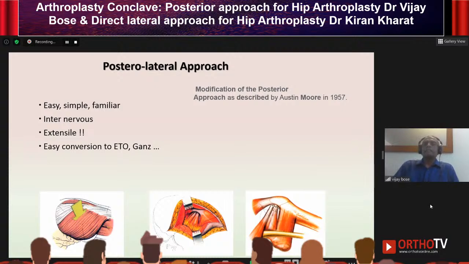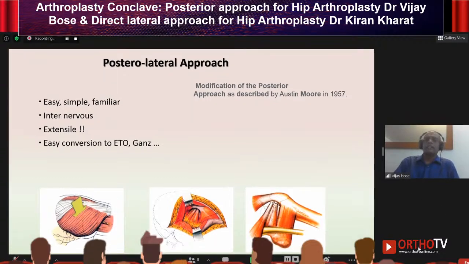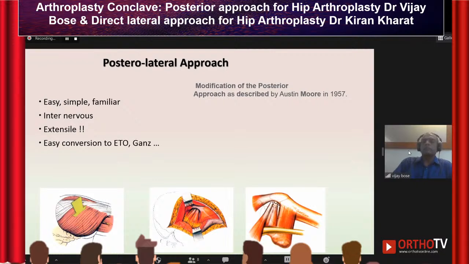It's internervous, and the real great thing about it is that it is extensile. You can use it to go and fix an acetabulum, posterior column, etc., if you need that during your surgery. And another very important advantage over the other approaches is that you can convert it to an ETO in all revision arthroplasty. So it's really an extensile and a great approach. And of course, nowadays we do Ganz flip as a part of exposure for complex cases. And again, it lends itself very well for you to proceed with a Ganz type procedure.